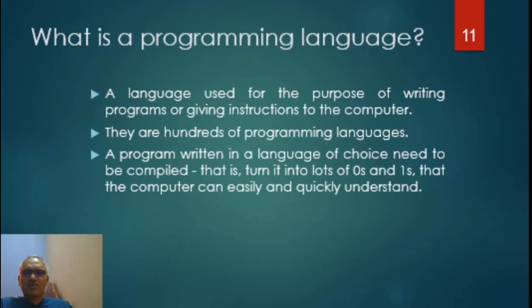So now, what is a programming language? Normally, a language is used for the purpose of communication. Okay. So we use a language like English to communicate between humans. Here the scenario is, we need to communicate with the machine. So there is a human and there is a machine. Unfortunately, the machine doesn't understand human languages. The machine understands only zeros and ones. And it is very difficult for a normal user to deal with zeros and ones. Only the engineers or the experts can deal with zeros and ones.